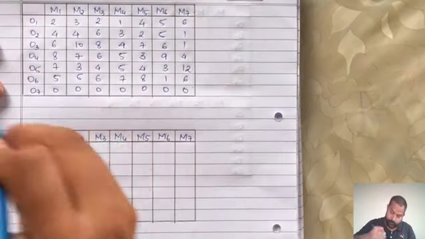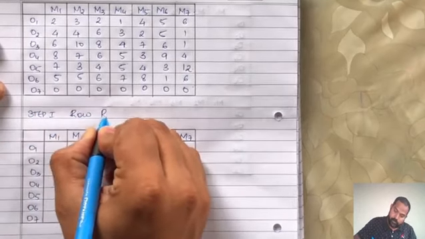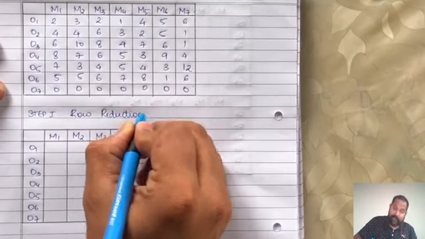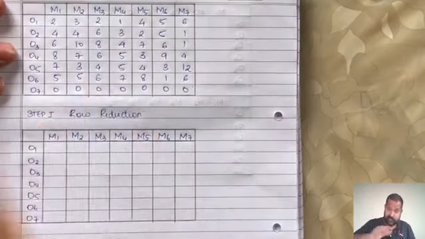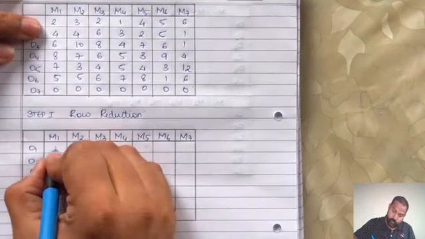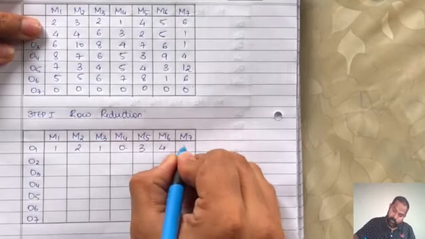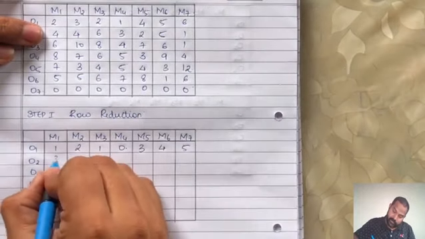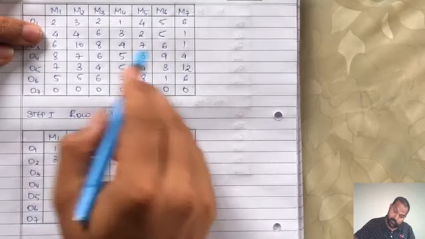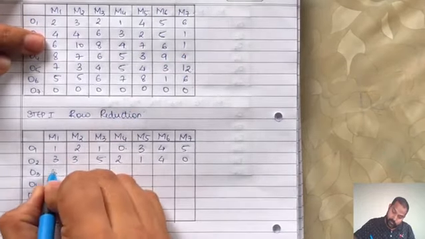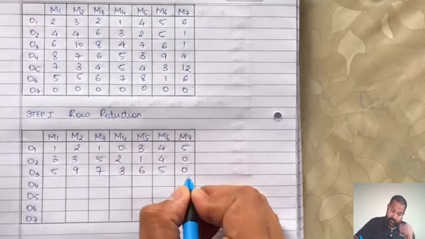Step 1, row reduction. I will select the minimum from every row and subtract it from every other entry in that row. First row: 1, 2, 1, 0, 3, 4, 5. Least is 1. Next row: 3, 3, 5, 2, 1, 4, 0. Least here is also 1. Next row: 5, 9, 7, 3, 6, 5, 0.